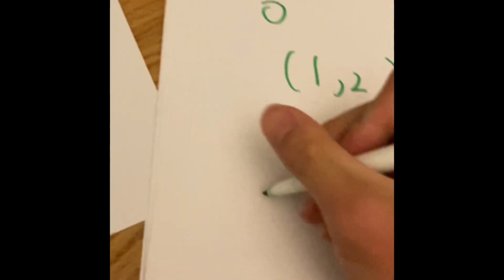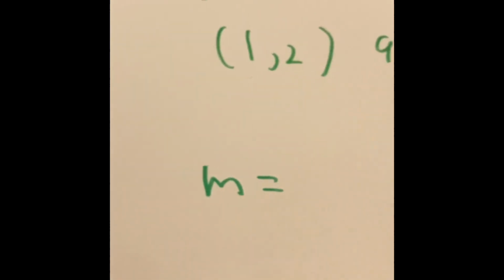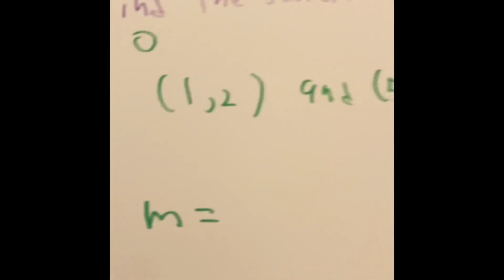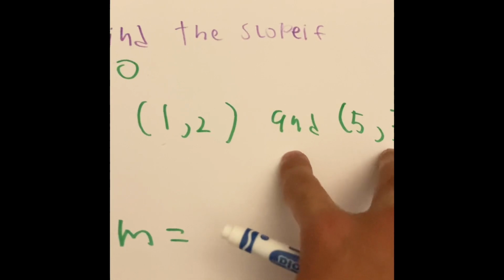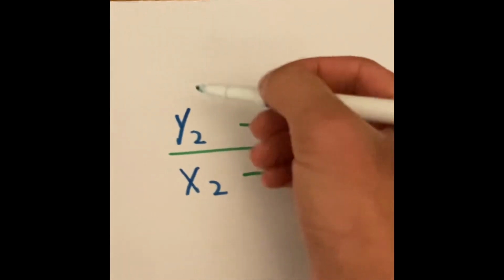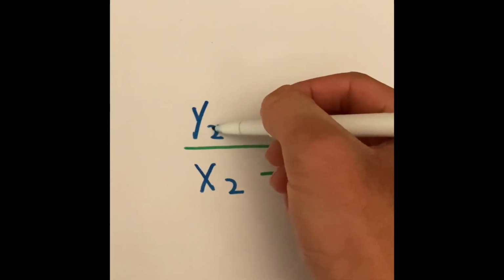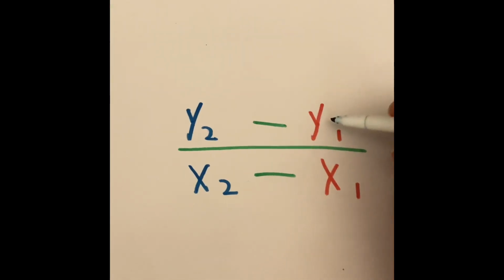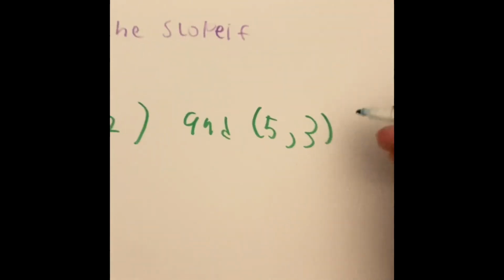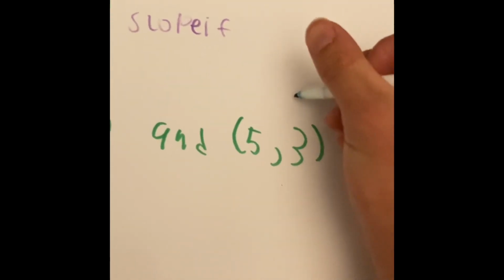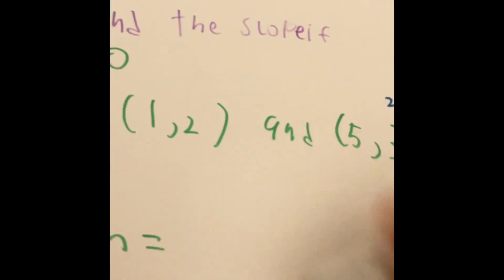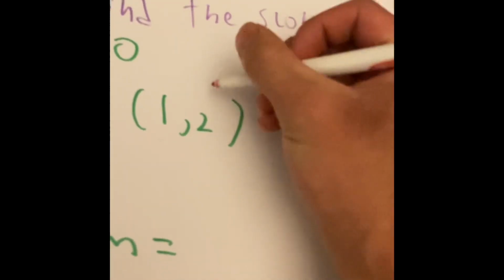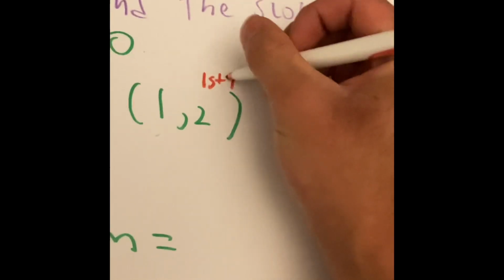So we're going to have the letter m represent our slope. And what we're going to do is mark off which numbers are in their positions. We have to focus on the second y and subtract the first y. With the 2 points, the 3 is going to be our second y, because the 2 is going to represent our first y.